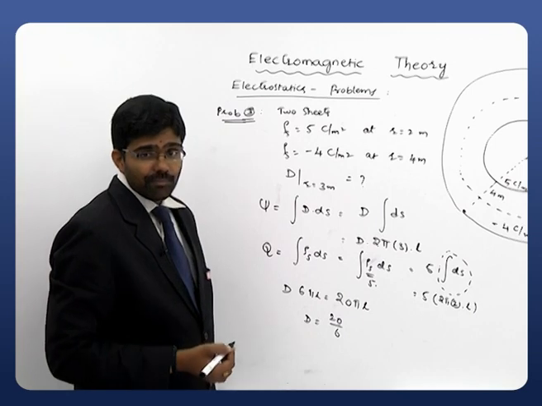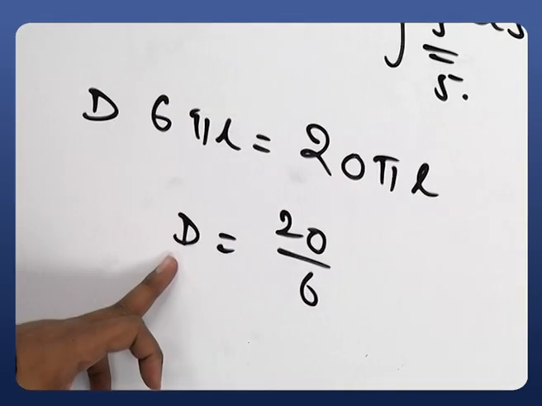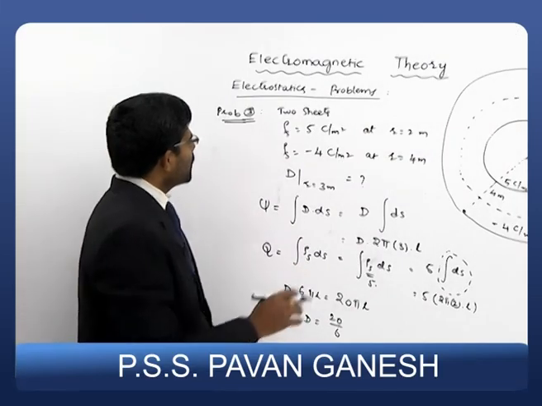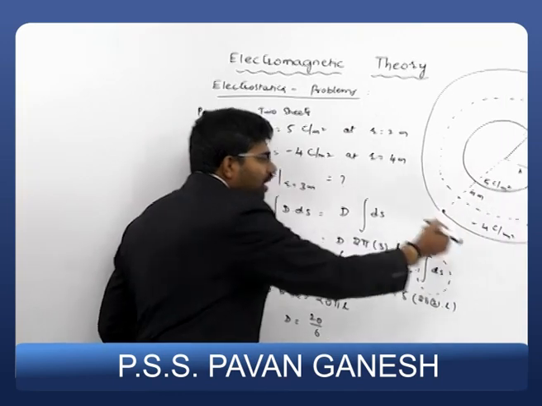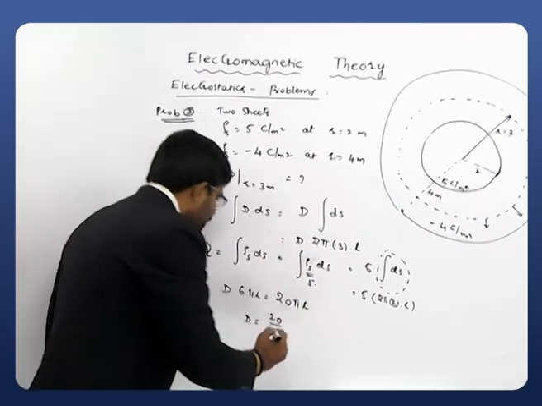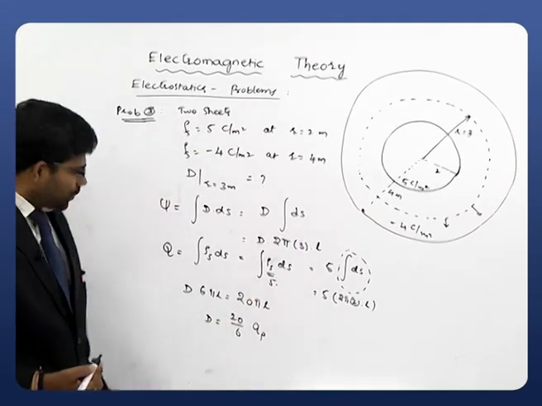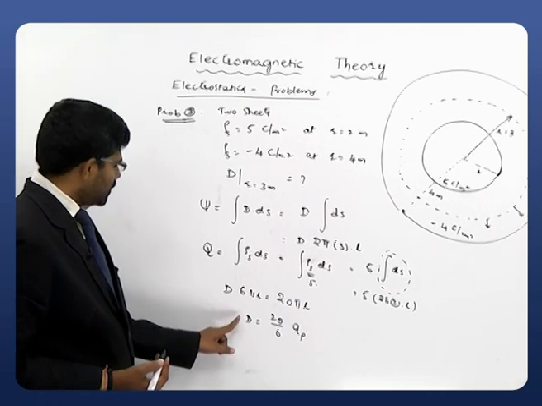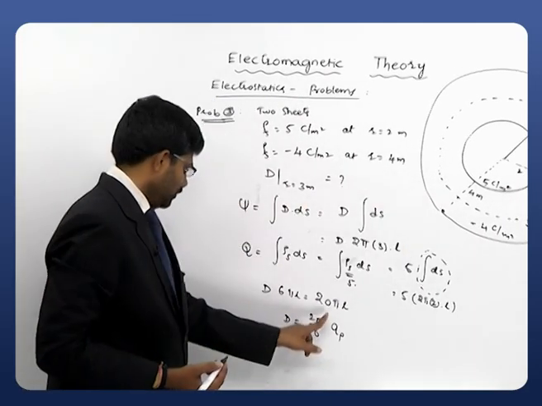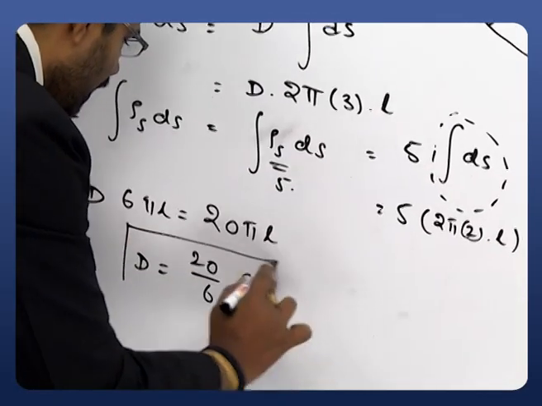But what is the direction? Don't forget to write down the direction, because D is a vector quantity. Always we are supposed to write down the direction. What is the direction of our D? Always radially outwards. Since D is radially outwards, just add the direction a rho. So therefore the total flux density at rho equal to 3 meter, we have calculated as 20 by 6 in the direction of a rho. This is the answer.